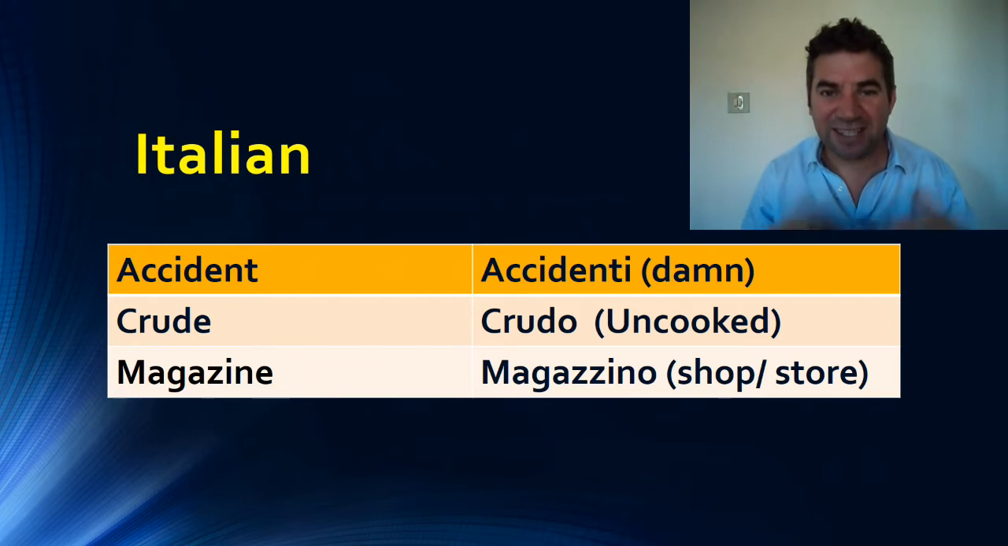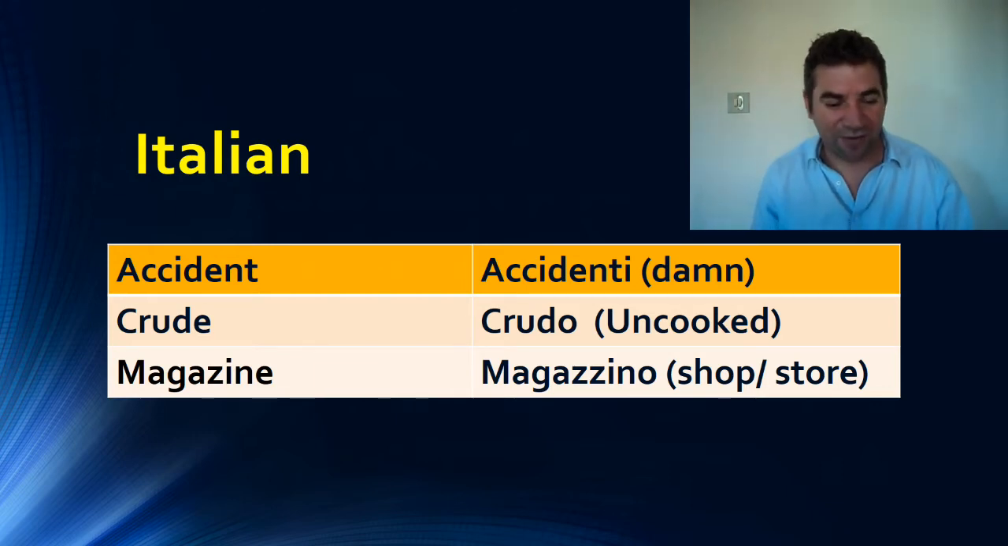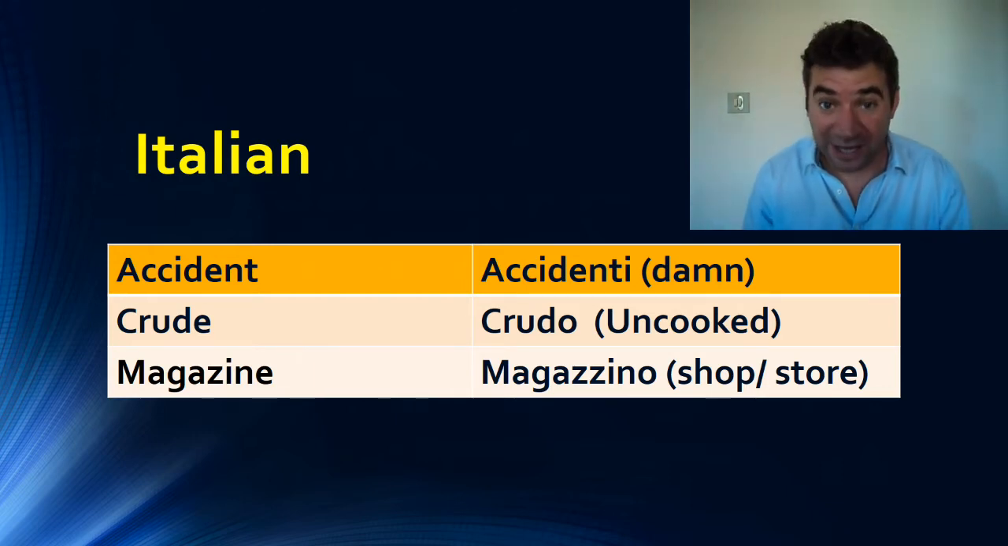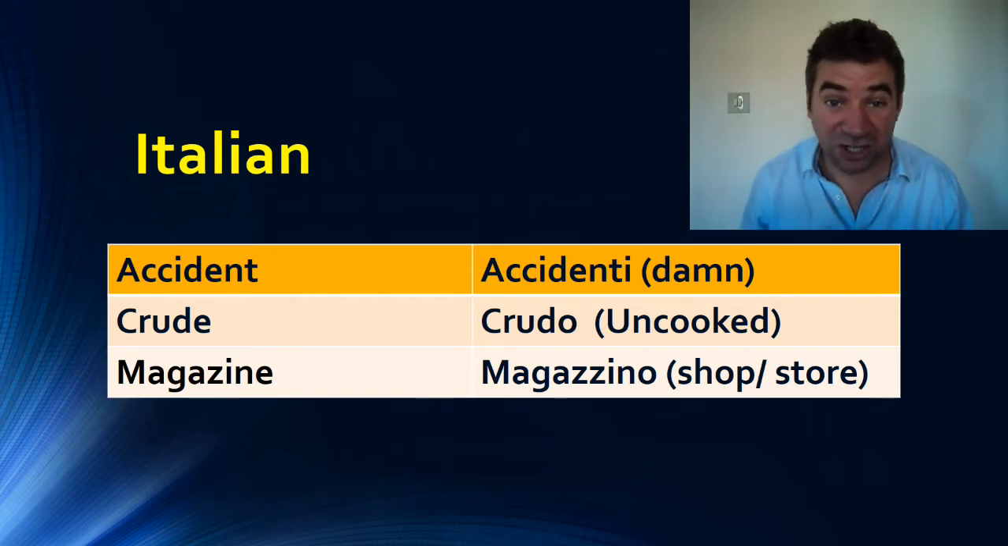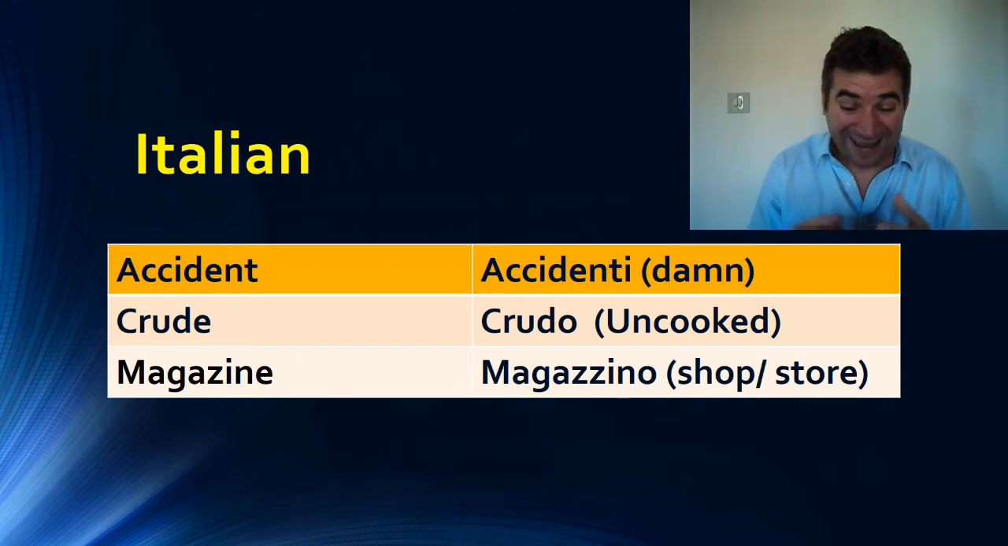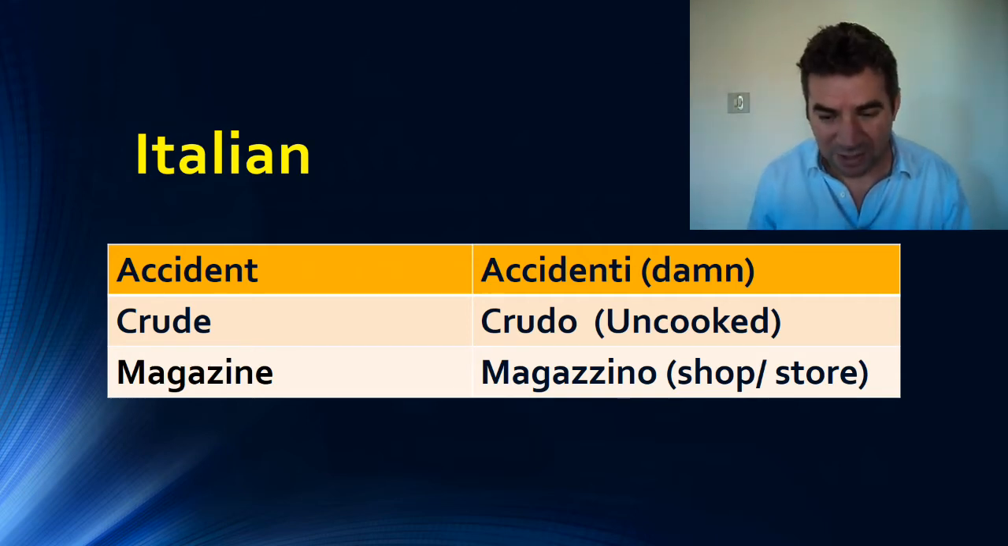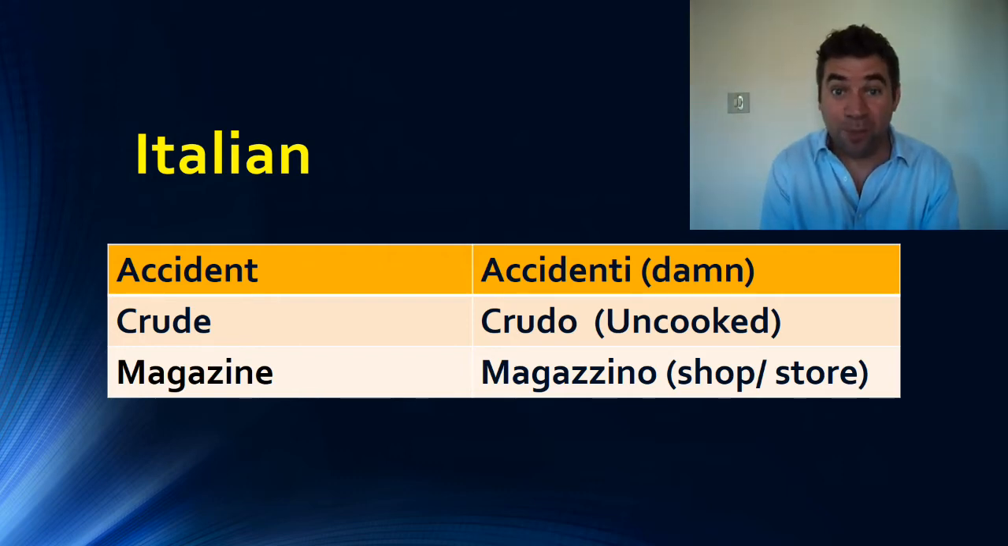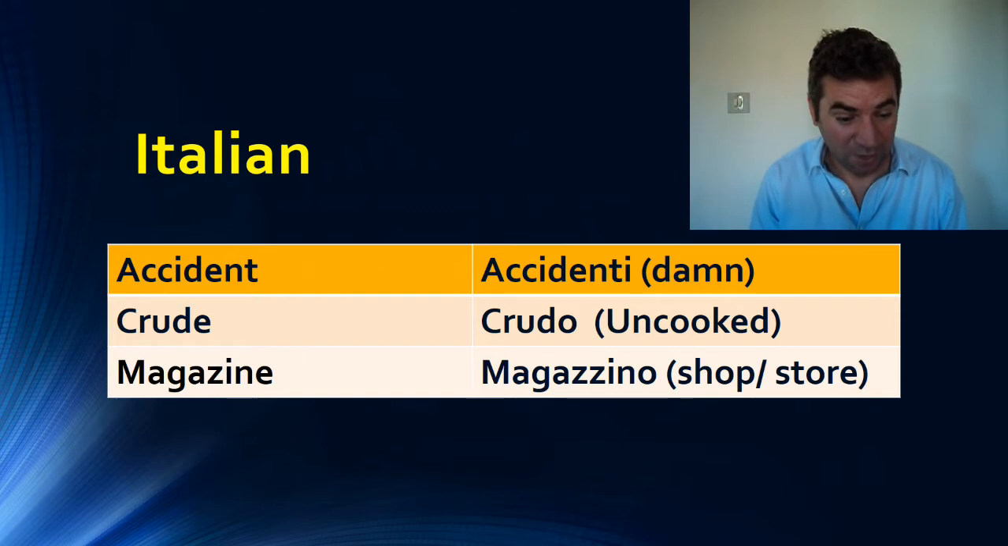So, first of all, let's have a look at the Italian language. We have accident, which in English means bam, you've crashed your car or you've done something nasty, you've had an accident. Whereas accidenti, and I know it's not pronounced like that, literally means you're kind of swearing, you're saying damn. Completely different meaning, but if you had a look at them, almost identical.